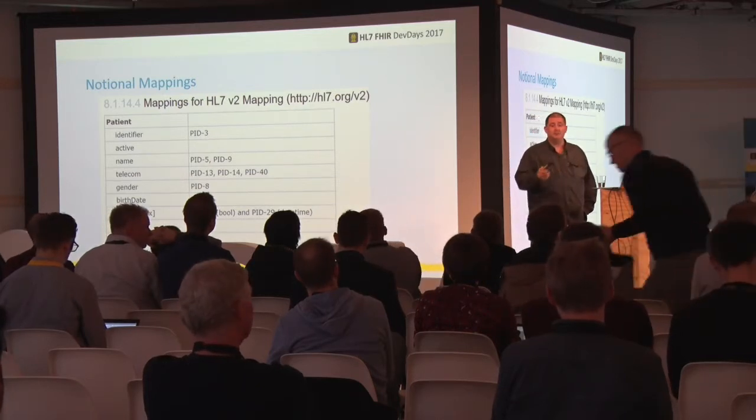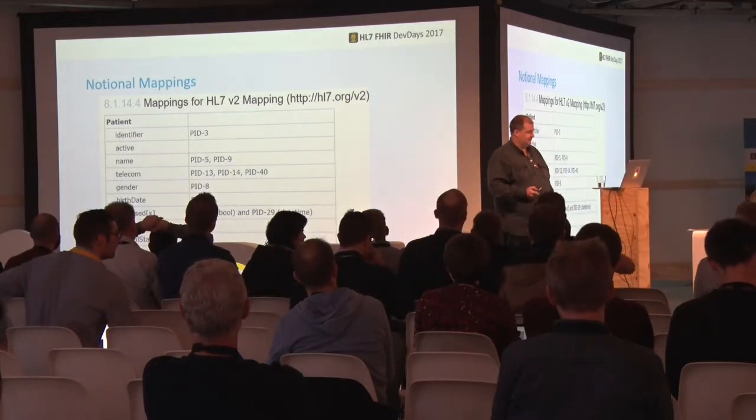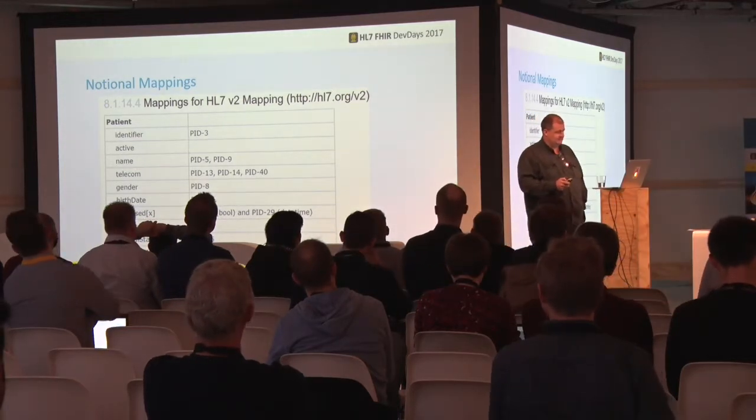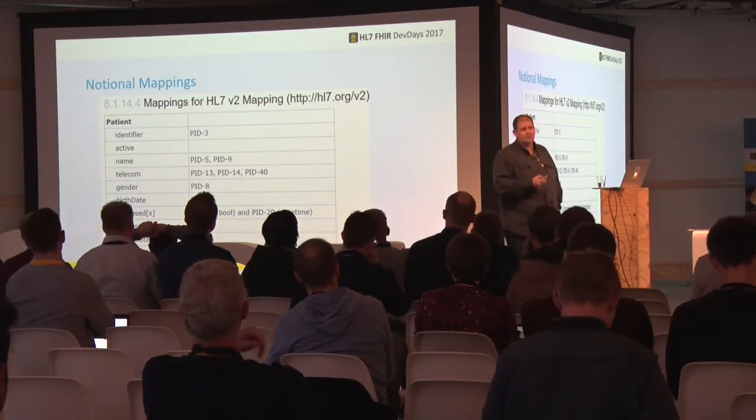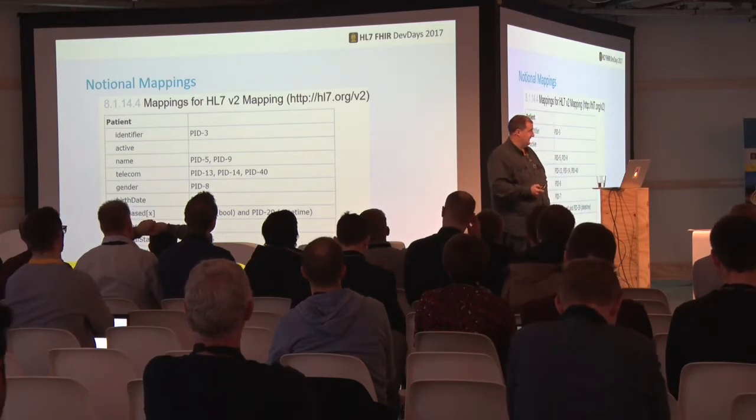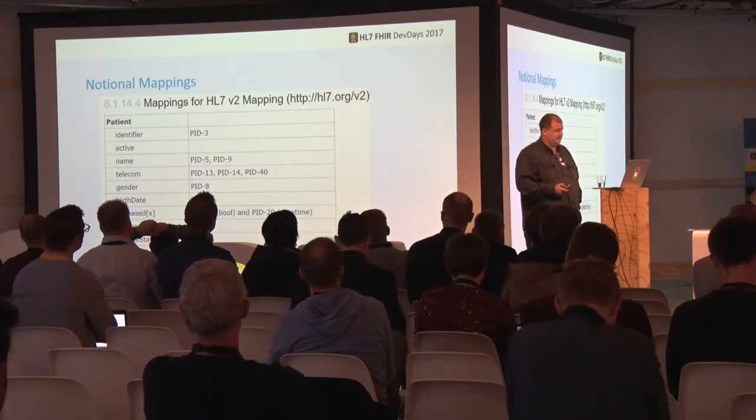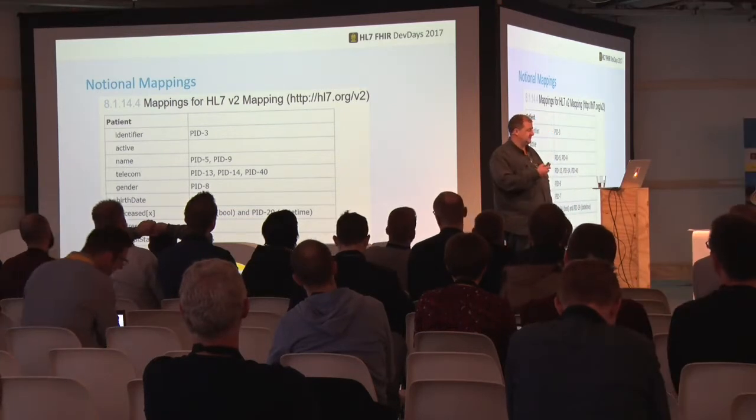We put a lot of work into the mappings. So here's the mappings for version 2 patient. And you'll see that the mappings here are notional mappings. We mostly map things, but some of the mappings are pretty hand-wavy and they're not in any computable form. But if you read them, you kind of get emotionally that these things are about the same things.